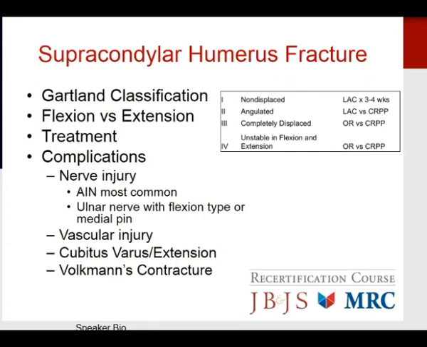Cubitus varus represents a malunion or a malreduction. Previous thinking was that this was primarily a cosmetic deformity. However, some recent studies have shown that it may increase the risk for subsequent fracture.